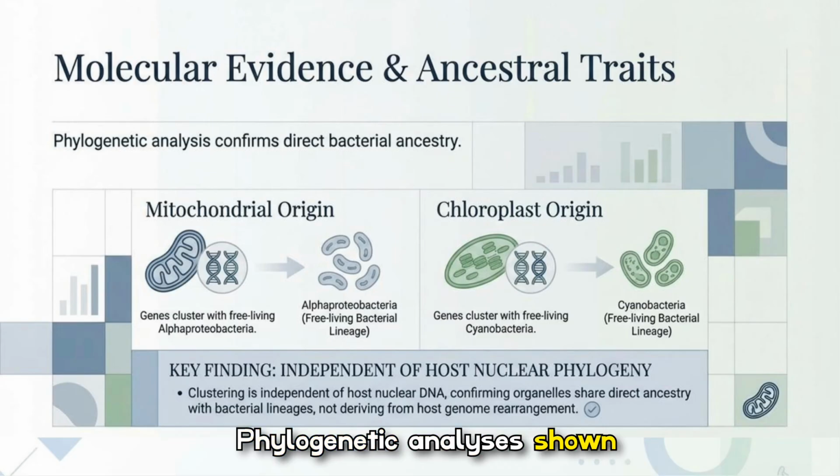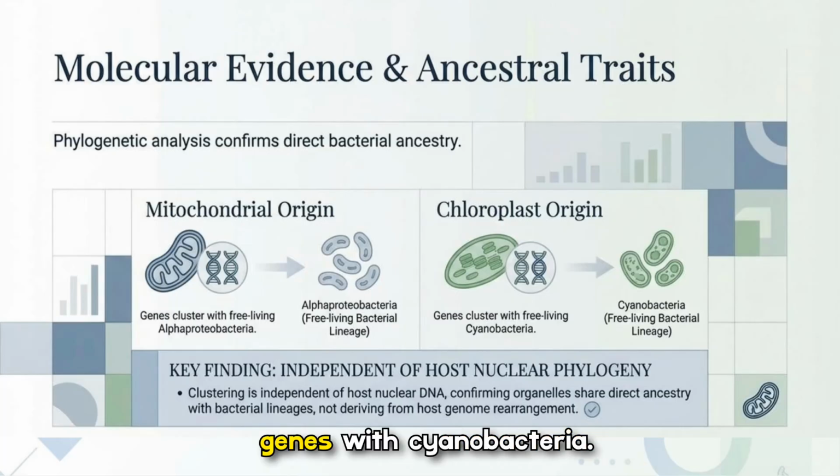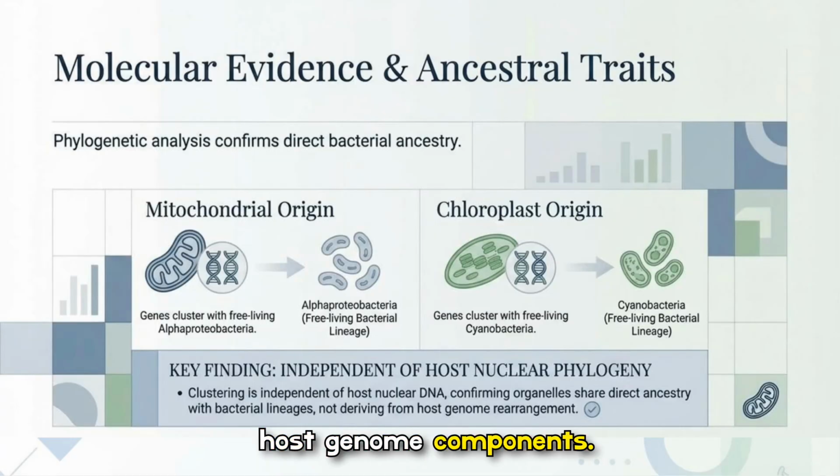Phylogenetic analyses, shown here, pin down ancestral relationships. Mitochondrial genes cluster with alpha proteobacteria and plastid genes with cyanobacteria. Importantly, this clustering is independent of the host nuclear DNA, confirming that organelles share direct bacterial ancestry and are not simply rearranged host genome components.